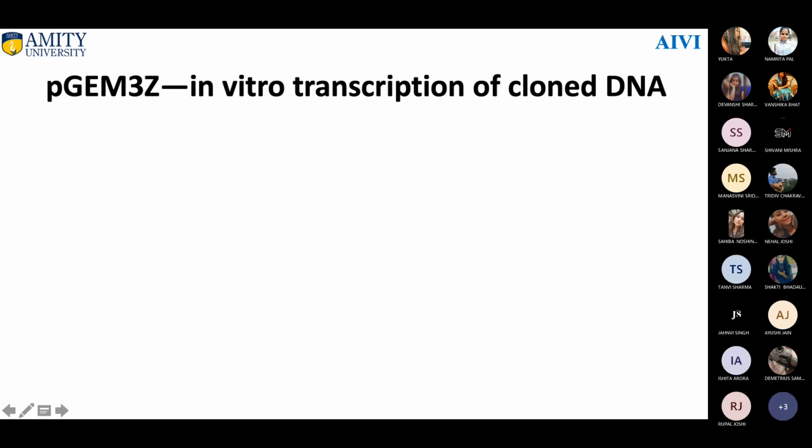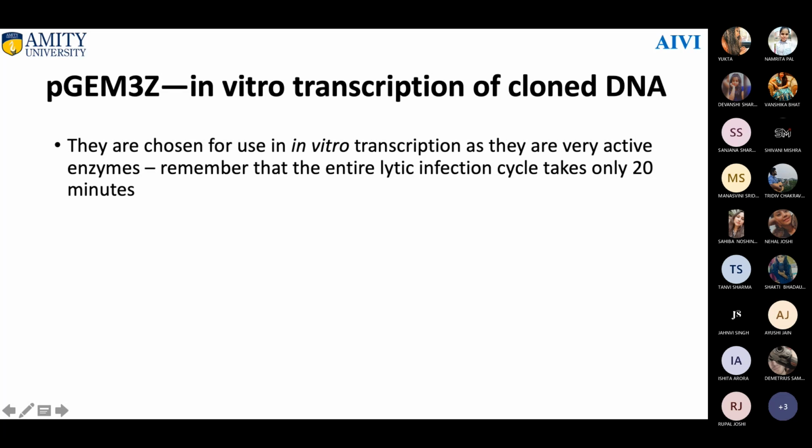And after that, in the last class we also talked about another type of vector called the expression vector, or what we call the transcription vector, in which transcription is meant to occur. The gene that you're cloning has to express itself, which means you have to transcribe, and then you can go for translation also. pGEM-3Z is an example of that.